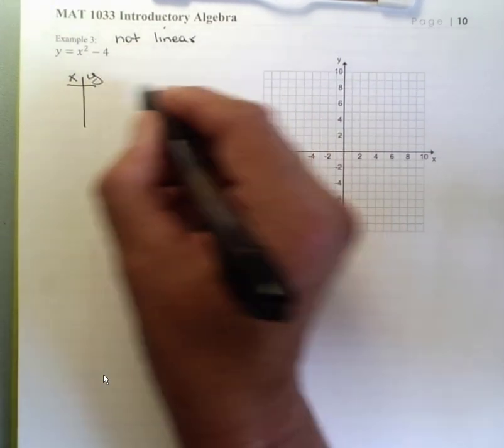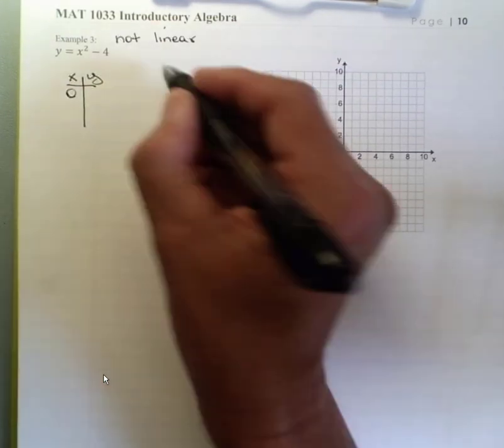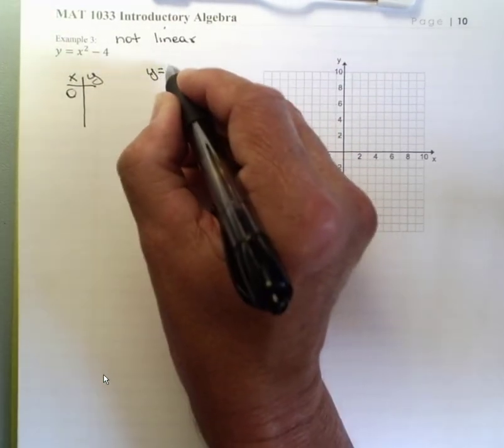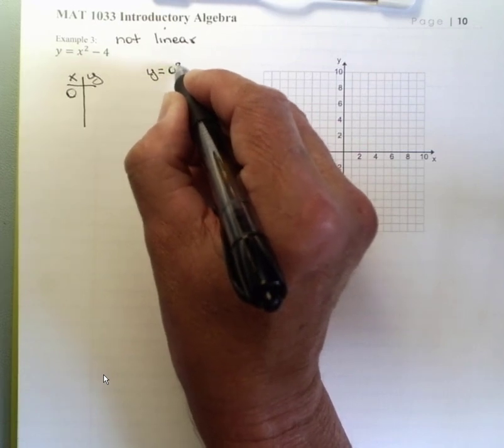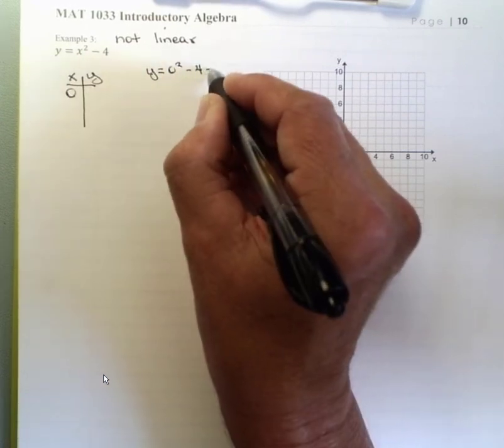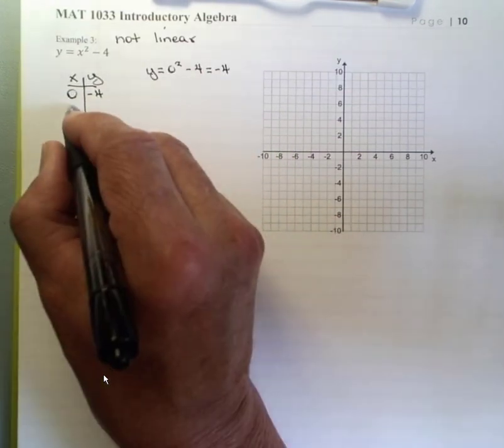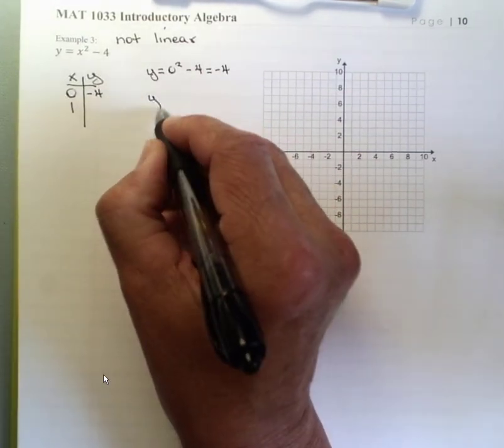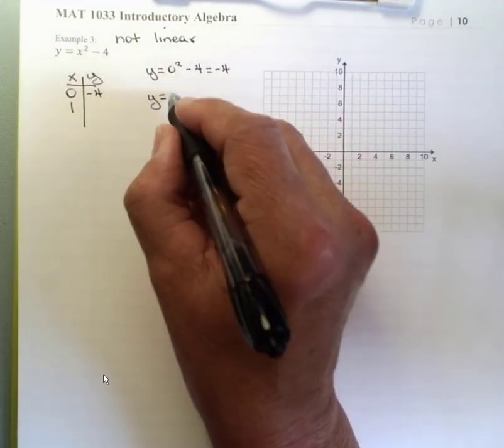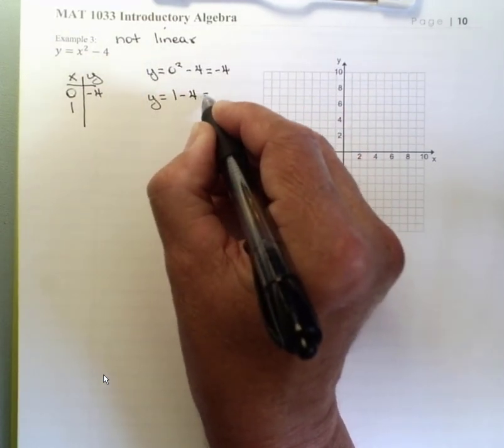We'll pick a value for x. Once again, I'm going to choose 0. I have y is equal to 0 squared minus 4. Well, that's just 0 minus 4. Negative 4, right? And now I'm going to choose 1 for x. I feel like a broken record here, but 1 squared is 1 minus 4. It's going to be a negative 3.